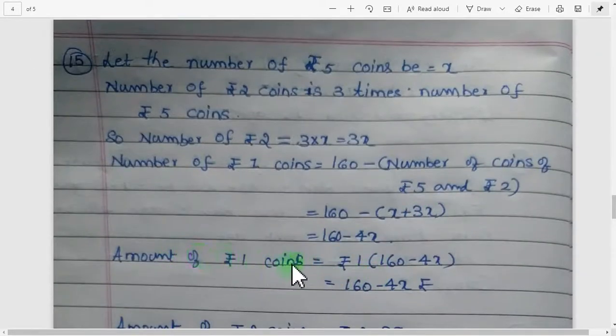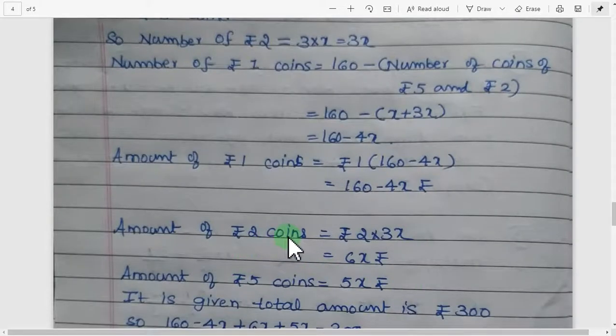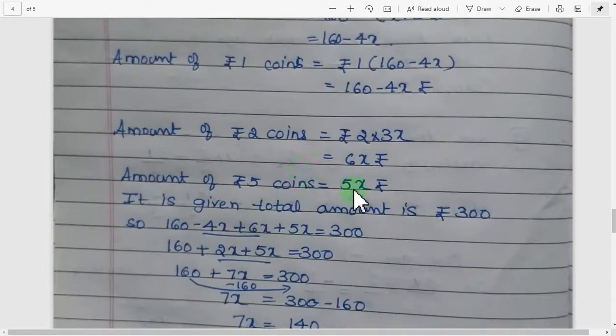As I explained in the last sum, this is the number of coins. Amount is the denomination multiplied by the number of coins: rupees 1 into 160 minus 4x, which is 160 minus 4x. Amount of rupees 2 coins is 2 into 3x, so 6x. Amount of rupees 5 coins is 5 into x, 5x. It is given the total amount is rupees 300. So if you add the amounts, you get 300: 160 minus 4x plus 6x plus 5x.